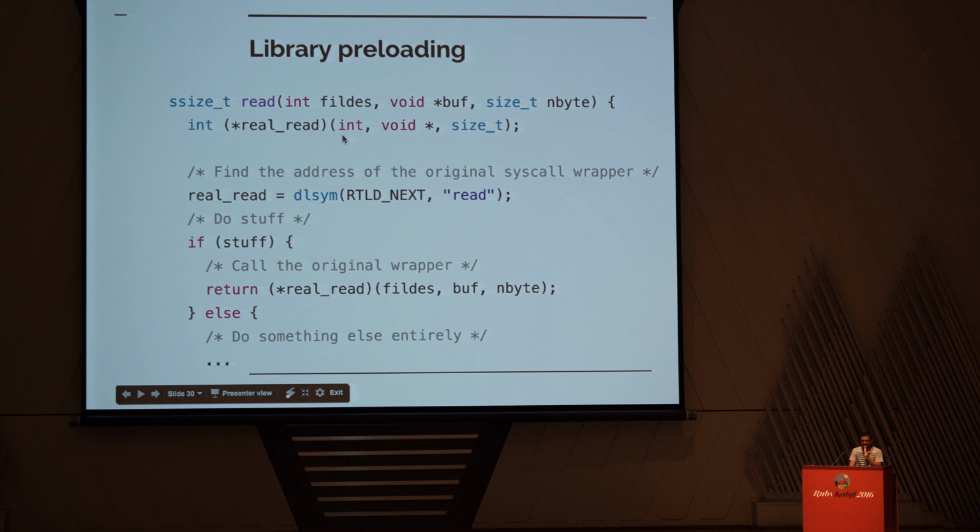Then you have to define a new variable, because this variable is going to hold the original address of the system call wrapper that is read. And then based on some variables, you can either call the default implementation of read or hijack read to do something else. So you could modify some things and execute the original method, or you can decide to do something else entirely, like raise an error.